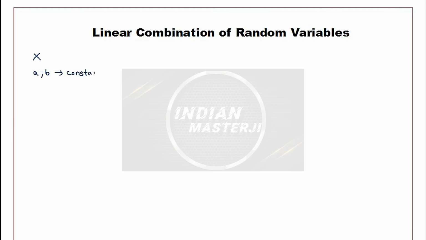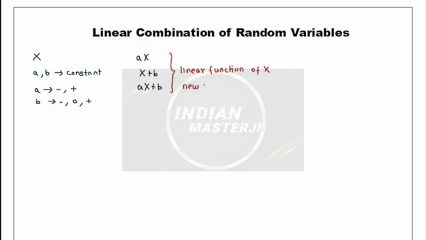Any constant. The condition is that a can be negative or positive, and b can be negative, 0 or positive. If this is the case, then ax, or x plus b, or ax plus b, all these three things are basically a linear function of the random variable x. They in turn become a new random variable.